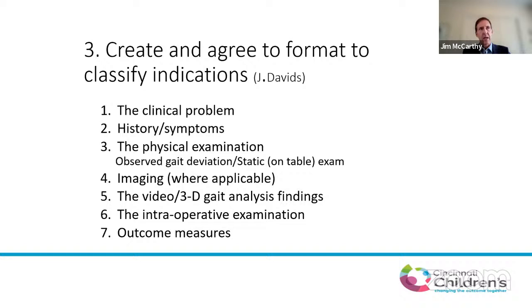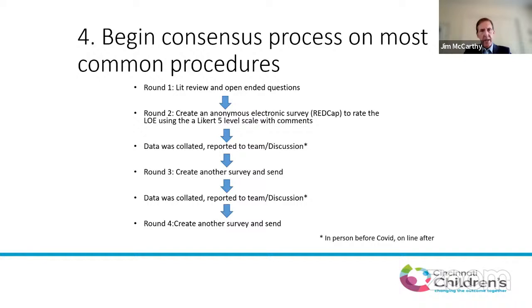So John Davids has this diagnostic matrix, and we used that process to come up with seven class types of indications. And that sort of created the format. So we had a little more structure to what we did. And then we had to begin the consensus process. So the first round is really a literature review and open-ended questions. Many of the authors wrote the papers, so they had a good knowledge base.